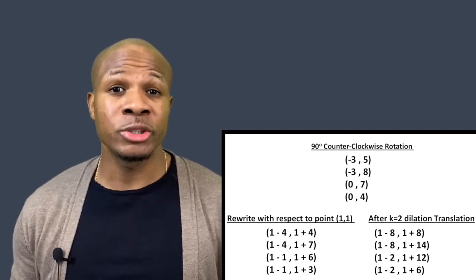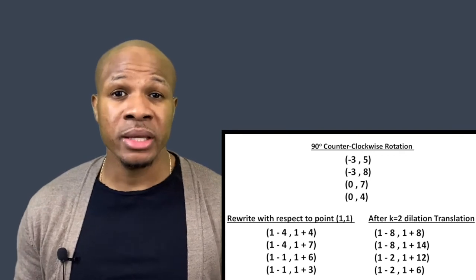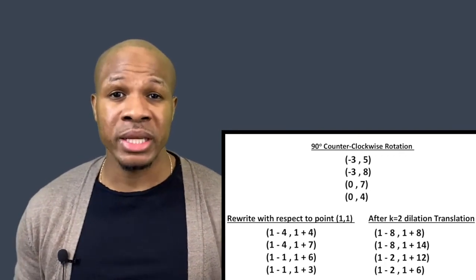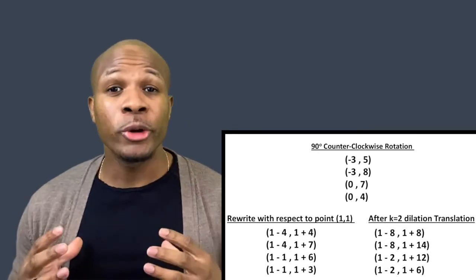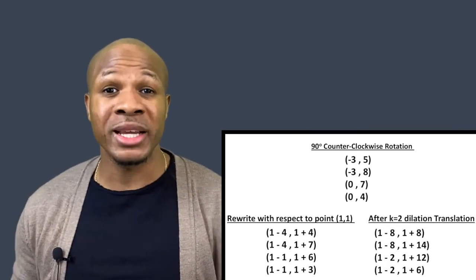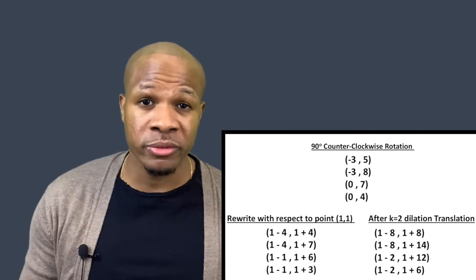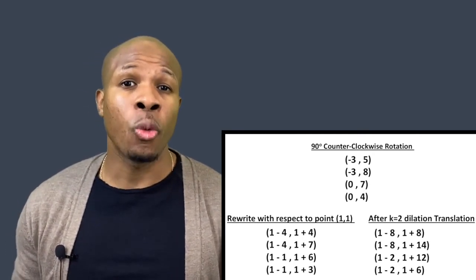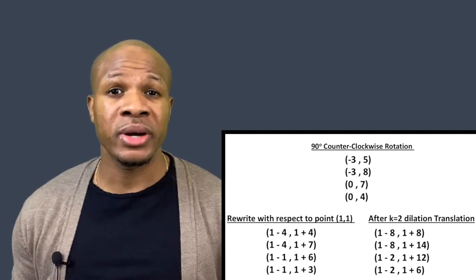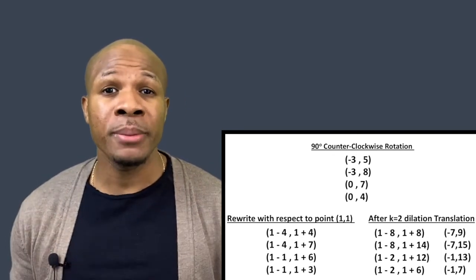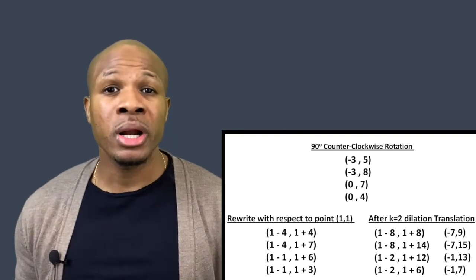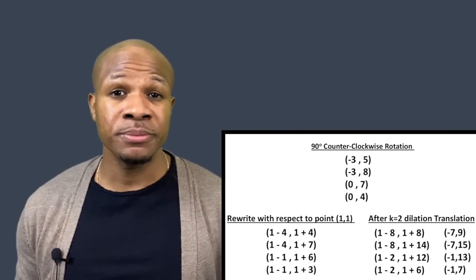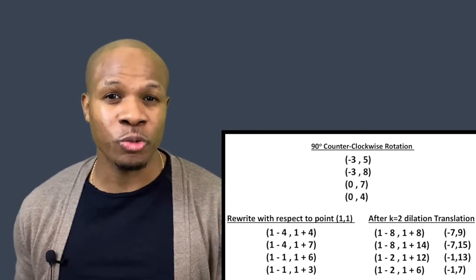So point A is going to become 1 minus 8, comma, 1 plus 8. Point B is going to become 1 minus 8, comma, 1 plus 14. Point C is going to become 1 minus 2, comma, 1 plus 12. And point D is going to become 1 minus 2, comma, 1 plus 6. And when we simplify these points, what do we get? We get A prime equals minus 7, 9, B prime equals minus 7, 15, C prime equals minus 1, 13, and D prime equals minus 1, 7.